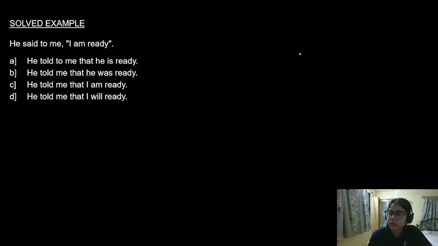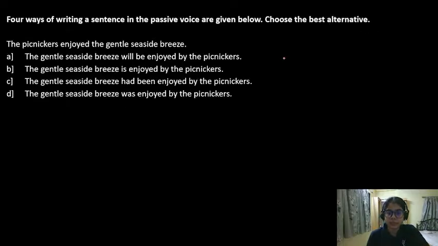Right, this is one example with a couple of options. The given sentence, here's the perfect example. Four ways of writing a sentence with the passive voice are given below. Choose the best alternative. The picnickers enjoyed the gentle seaside breeze. Okay, simple sentence. The picnickers enjoyed the gentle seaside breeze.